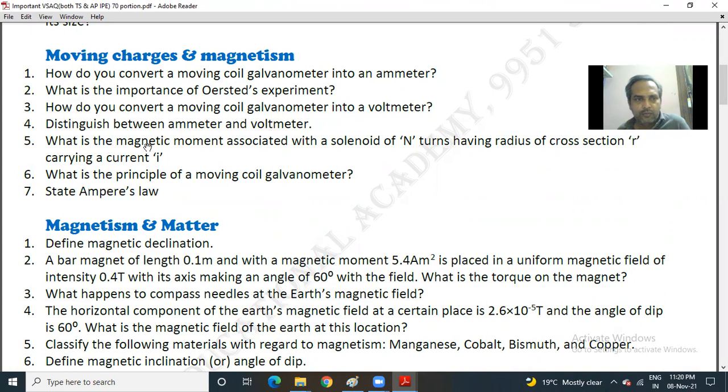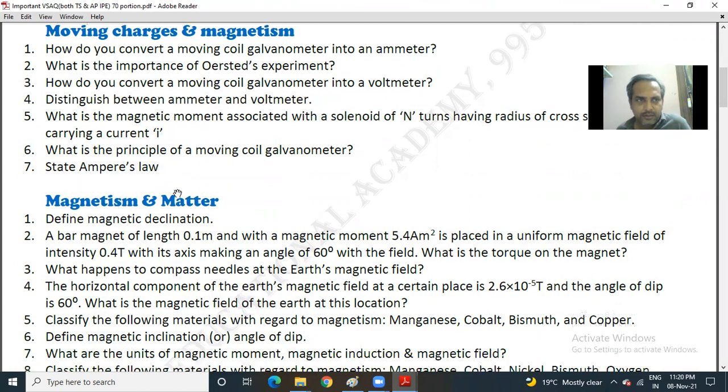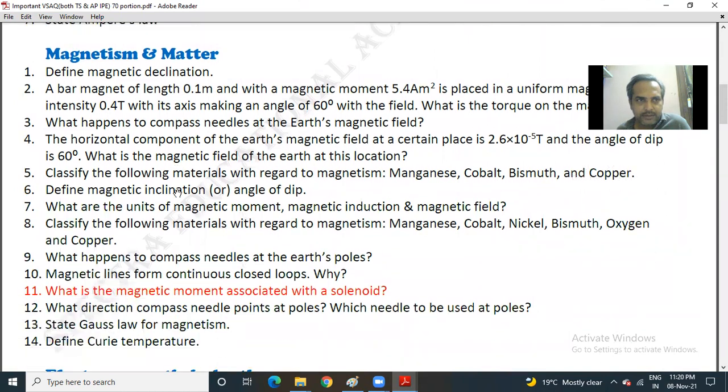5. What is the magnetic moment associated with a solenoid of N turns having radius of cross section R carrying a current I? 6. What is the principle of moving coil galvanometer? 7. State Ampere's law. Then moving to another chapter, that is magnetism and matter.